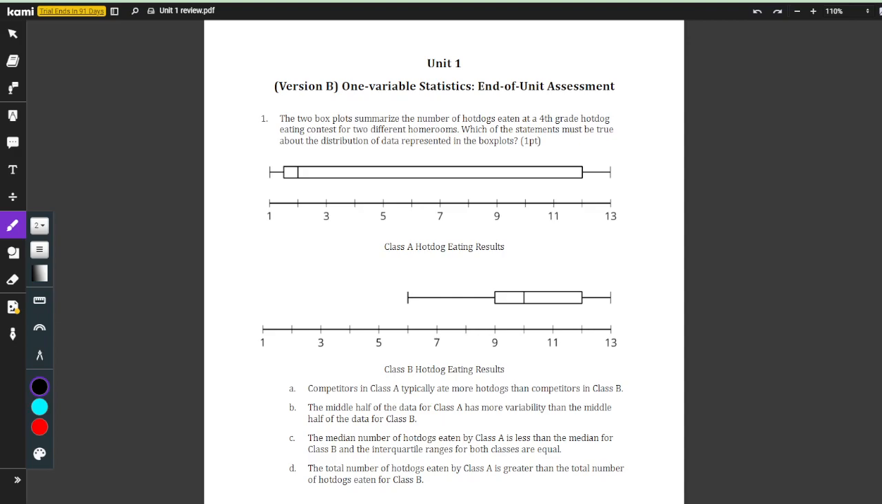So our main objectives here are to find out what our four main components are. We have two types of centers that we're going to figure out, and then we're going to have two types of variabilities. Our centers are usually the mean and the median.